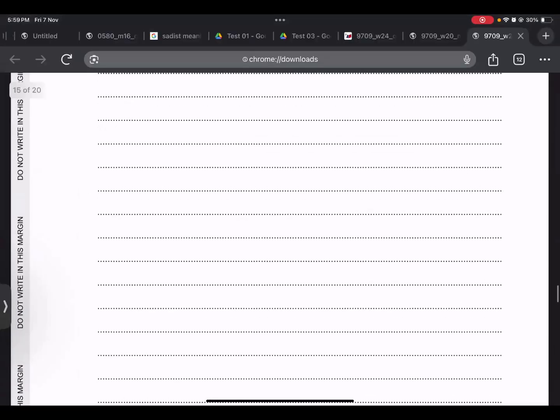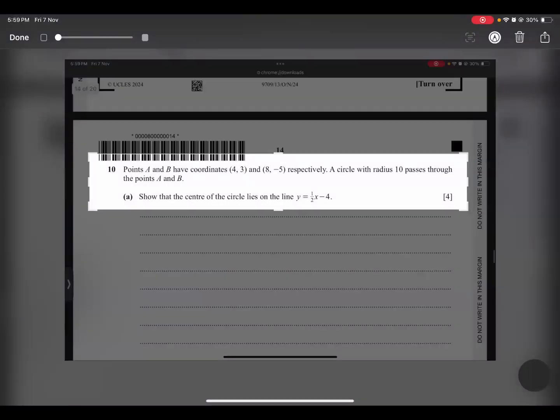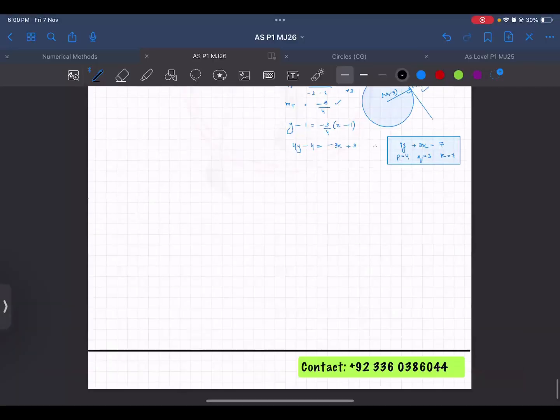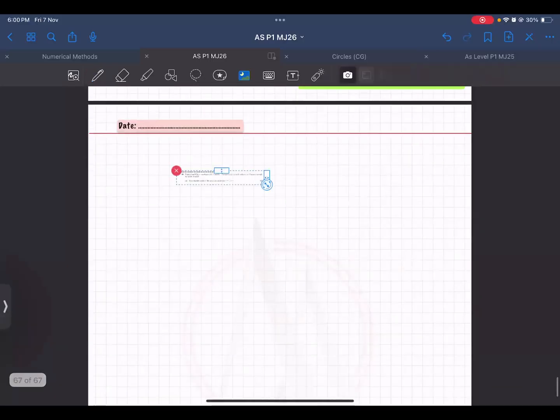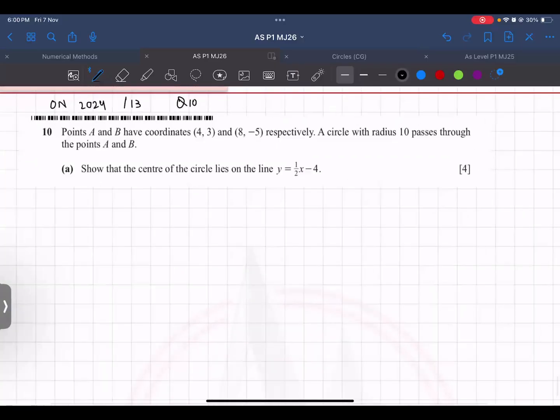Find the two possible equations. Look, this is a good question. This is from October November 2024, paper 13, question number 10. Points A and B are given. A is 4 comma 3, B is 8 comma minus 5. A circle with radius 10, so the radius is given to you, passes through the points A and B.